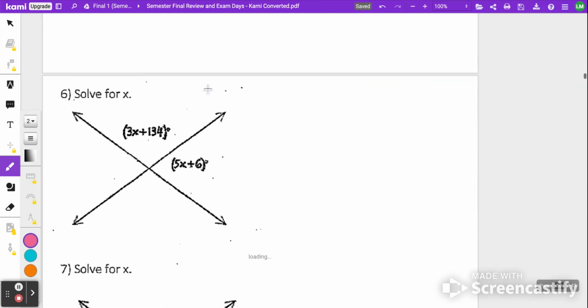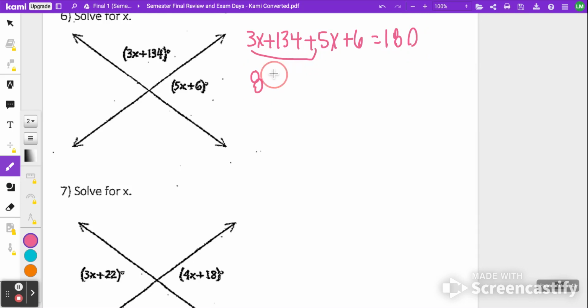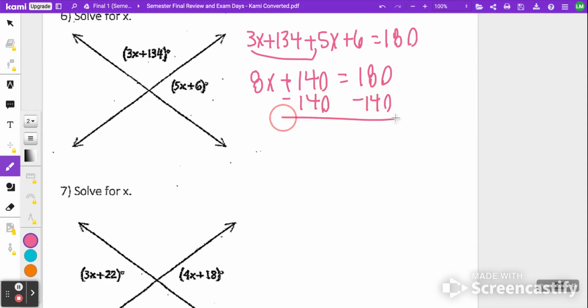Number 6 says solve for x. This one has 3x plus 134 plus 5x plus 6 is equal to 180. Combine like terms, I get 8x plus 140 equals 180. Subtracting 140 from both sides, I'm going to get 8x is equal to 40. That means x is equal to 5.